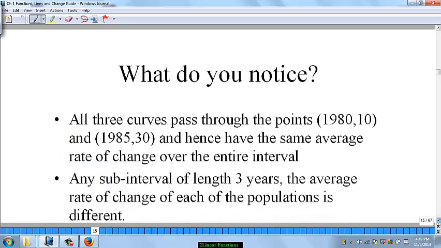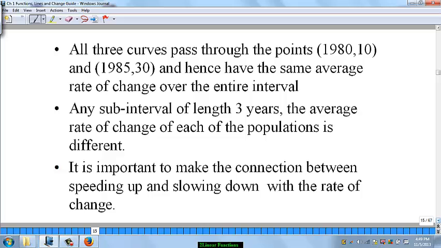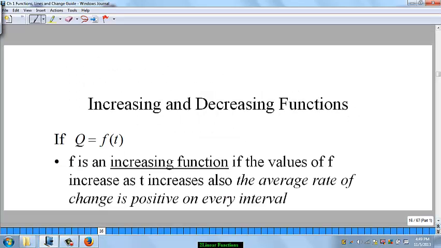So again, I'm going through, what do you notice? All three curves pass through those points, and hence they have the same average rate of change over the entire interval. However, for any sub-interval of 3 years, the average rate of change is different. It's important to make the connection between speeding up and slowing down with the rate of change. Right. Increasing and decreasing functions.